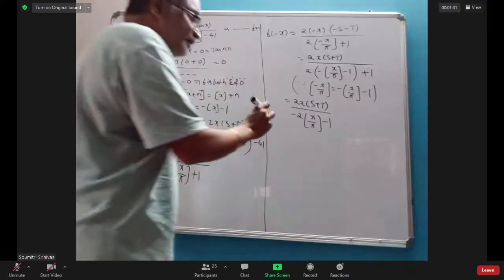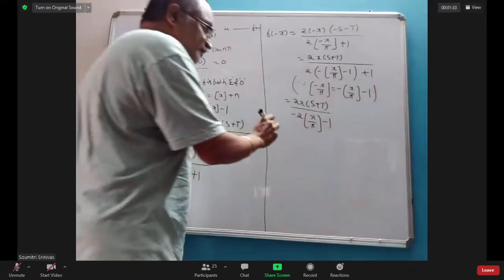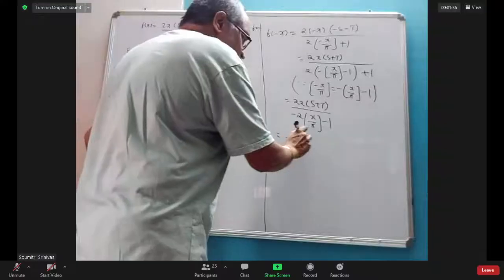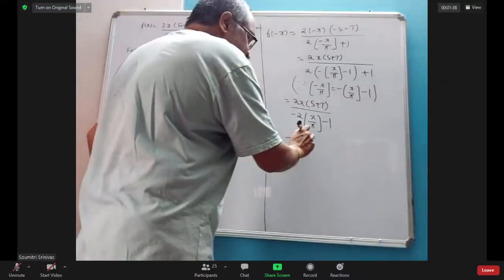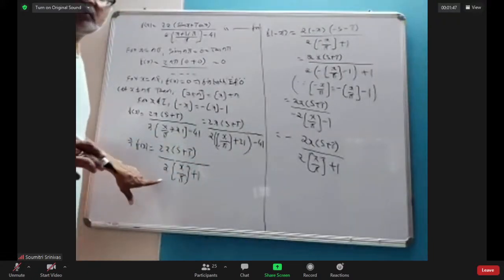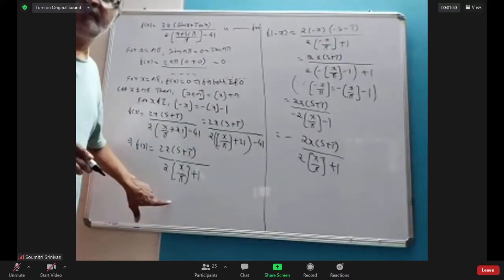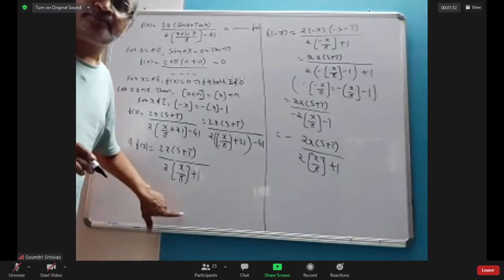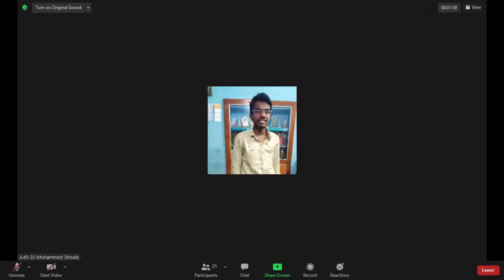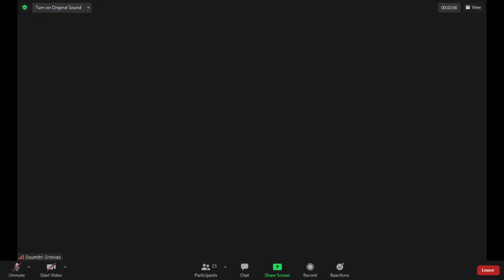Minus 2x times, and step of... what is 2x into sin x plus tan x by 2 times step of x by 2 plus 1? What is it equal to? f of x.